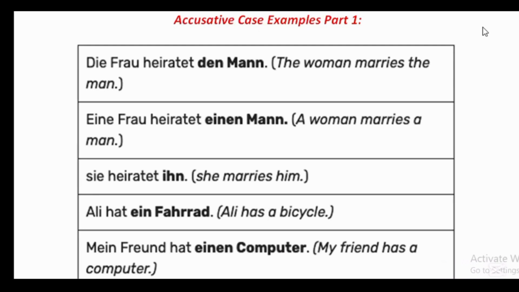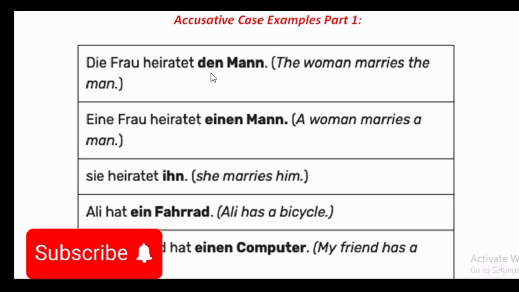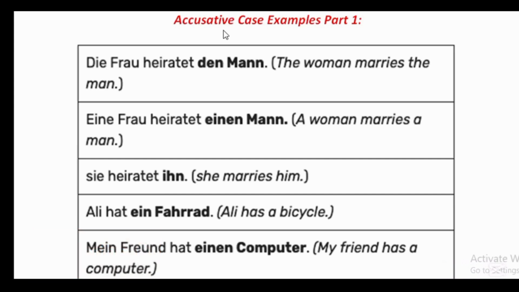Let's start. All the bold words in these examples are objects. First example: Die Frau heiratet den Mann. The woman marries the man. So you have the object here, den Mann, a masculine noun. So we write den in the object, or accusative case.